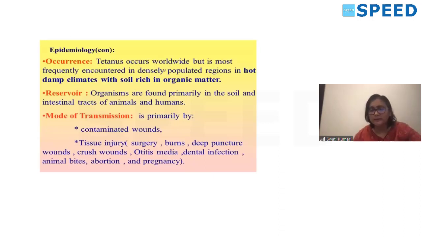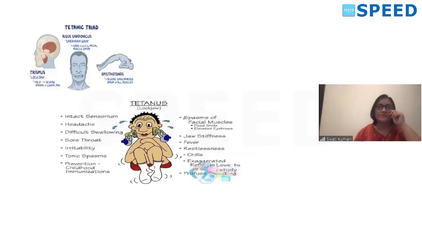They are present in soil. They get transmitted by a contaminated wound or any tissue injury, burn, deep penetrating injury, dental infection, or animal bite. In cases of abortion, we can see it too. The patient presents with a triad of three features: trismus, which we have seen in the case, then risus sardonicus and opisthotonus.